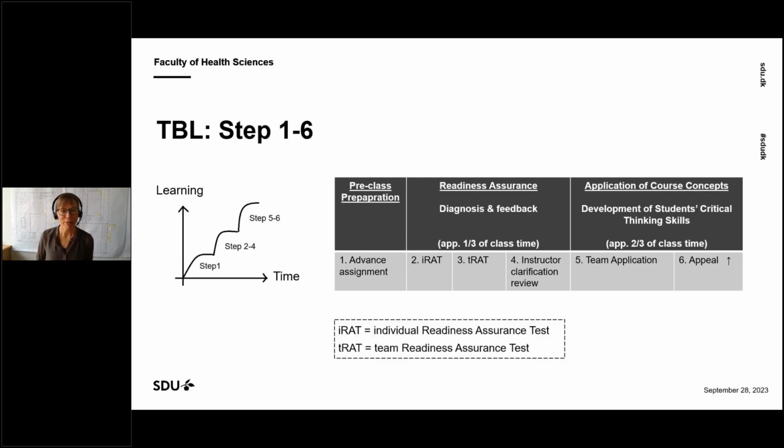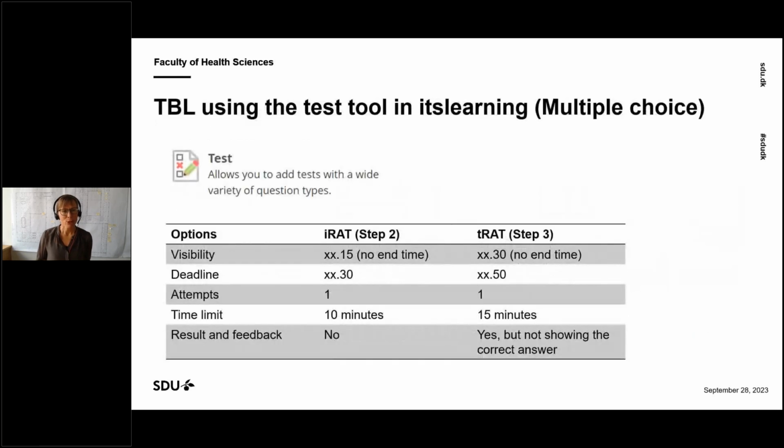So the IRAT, the Individual Readiness Assurance Test, and the TRAT, the Team Readiness Assurance Test, are the 2 that we use the test tool for, and I'll just show you how we do that. So before was a piece of paper, and now in its learning. So going into the test tools, you have all these options that you have to choose from. So what we do, we control the visibility.